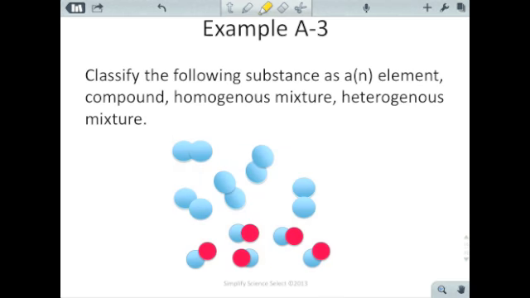Example A3, it says classify the following substance as an element, compound, homogeneous mixture, or heterogeneous mixture. When you're looking at this, the answer that you should get is that it's a heterogeneous mixture. Make sure you can tell me why.